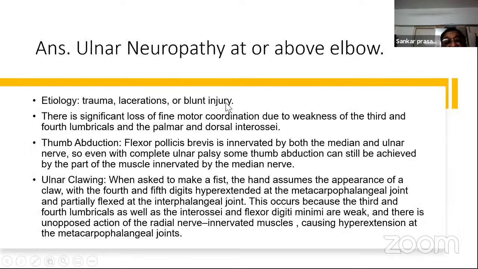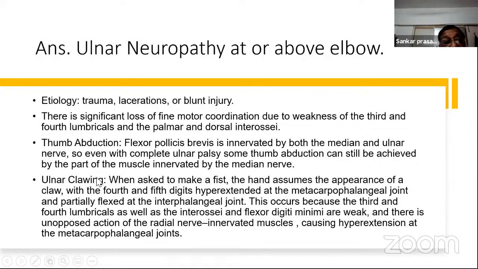So etiologies of this will be trauma, lacerations, or blunt injury. The significant loss of fine motor coordination is because of the weakness of the third and fourth lumbrical muscles, and thumb abduction. You remember, flexor pollicis brevis is innervated by both median and ulnar nerves. So even with complete ulnar palsy, some thumb abduction can still be achieved because the median nerve also supplies it.